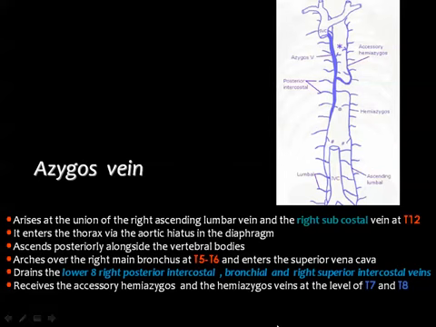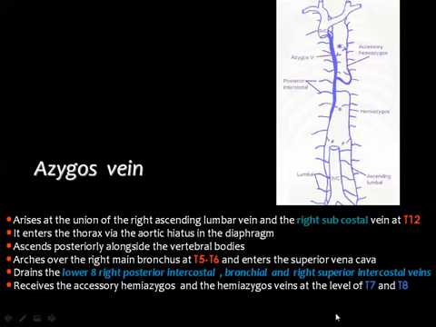And here is the azygos vein, which is formed by the right ascending lumbar vein and the right subcostal vein at the level of the 12th dorsal vertebra. It will go through the diaphragm and it will join the superior vena cava at the level of the dorsal vertebra. And the azygos vein drains the right lower 8 posterior intercostal veins and the right superior intercostal vein.